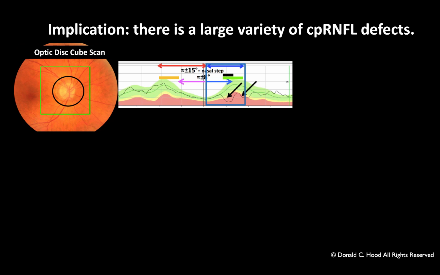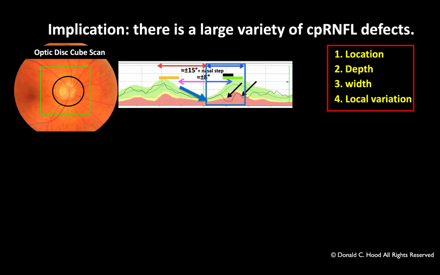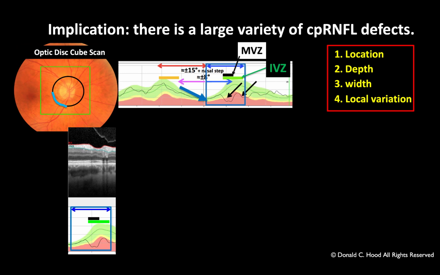Well, one implication is you should expect a large variety, infinite variety, in fact, of circumpapillary retinal nerve fiber layer defects. All right. So let's just take a look at this region here within this box. That region will have damage that varies in location, depth, width, and then local variation. And that location corresponds to about that much of the disc. This is what we've called the inferior vulnerability zone. That's the macular vulnerability zone. All right, so here's the image that's associated with this eye.